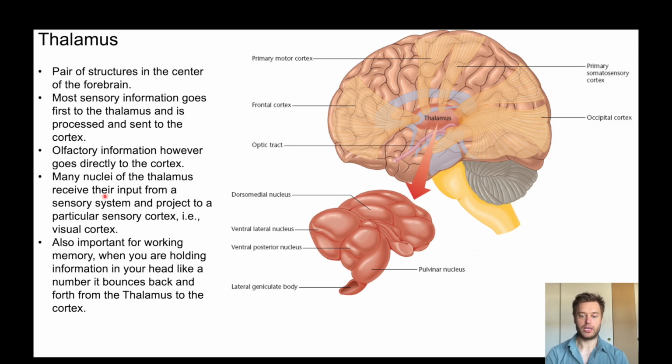So all of the sensory information comes to the thalamus initially, like when you're seeing or hearing, not smelling, because we just said that olfaction is an exception to the rule. But the rest of them do initially go to the thalamus, and then it goes to the visual cortex or the auditory cortex, or the somatic sensory cortex. And a very interesting thing about the thalamus is that it's also important for working memory. We'll go over this in our learning and memory module, but working memory is essentially a form of short-term memory.